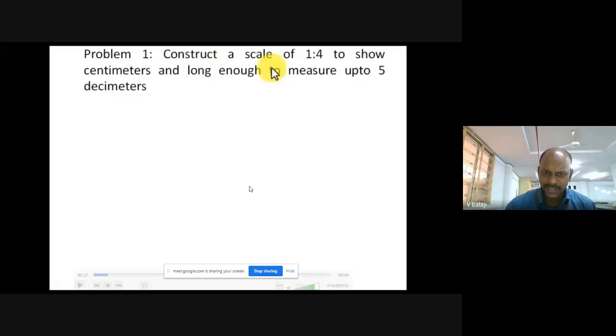Now coming to the design part, now tell me, what is the shape of the ordinary scale you are looking at in your place?